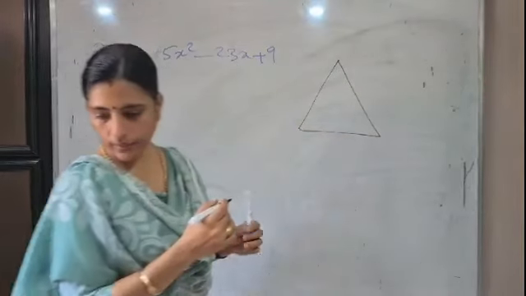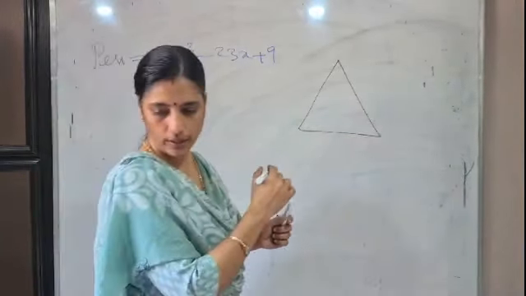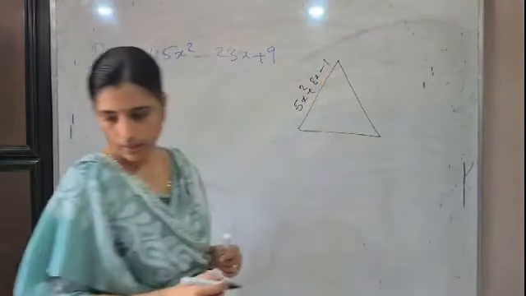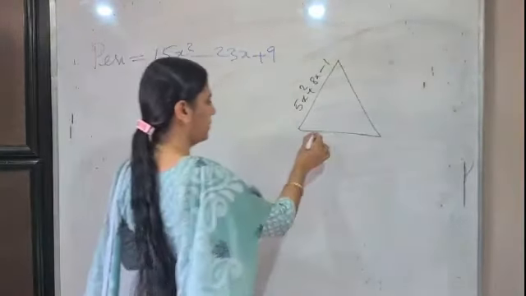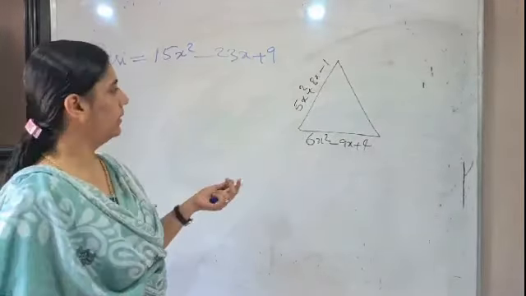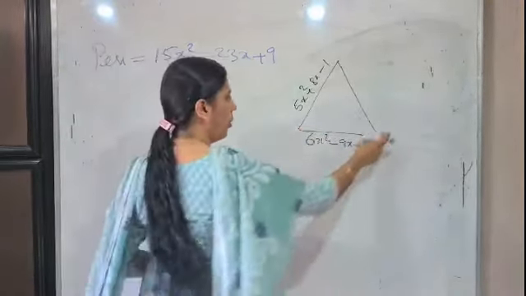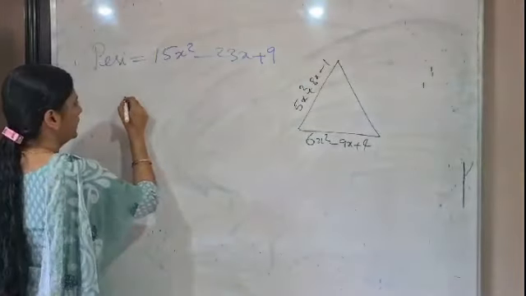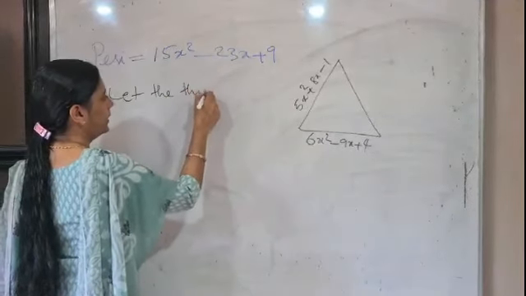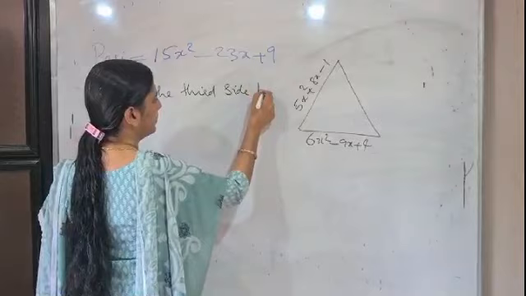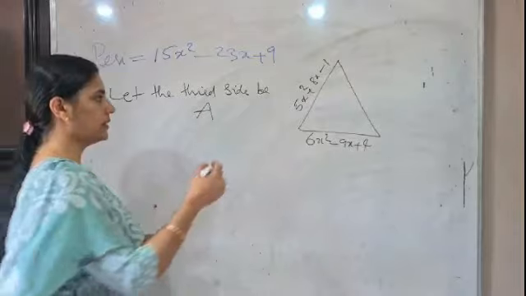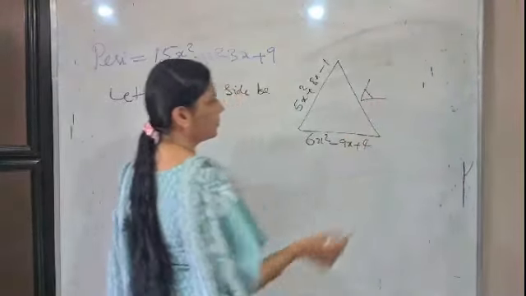Okay, what are the 3 sides? 5x square plus 8x minus 1. Any side 5x square plus 8x minus 1. Then the next one 6x square minus 9x plus 4. Any 2 sides you can mark like this. And what is the third side? Okay, total, what is the perimeter? That means let the third side be A. Suppose its length is A.